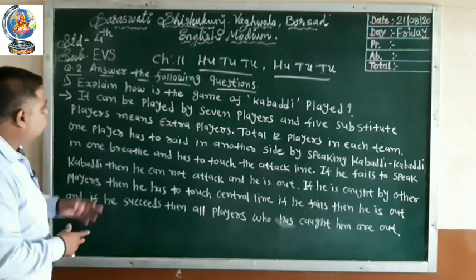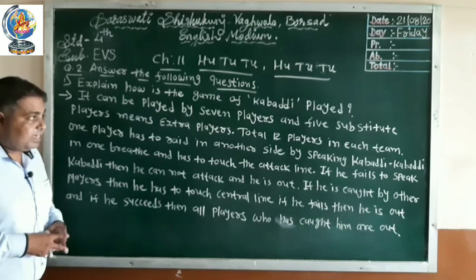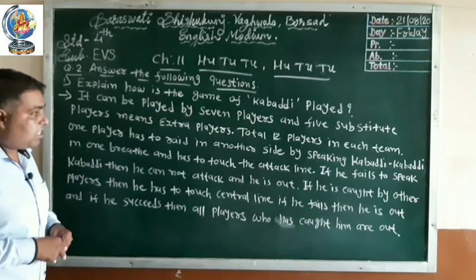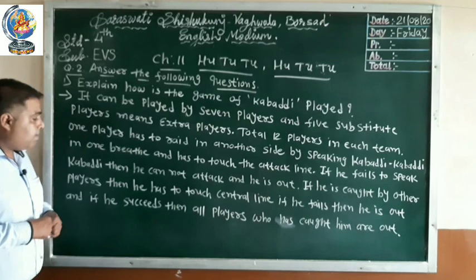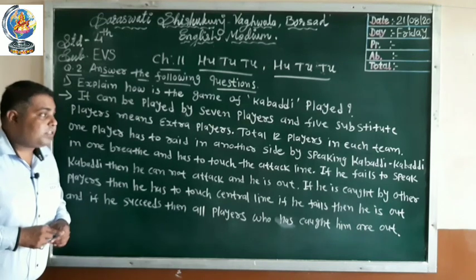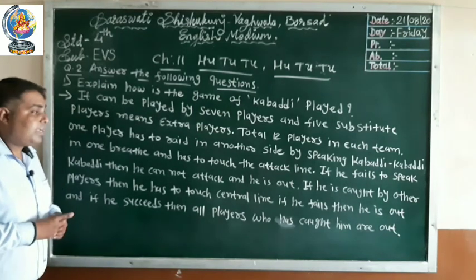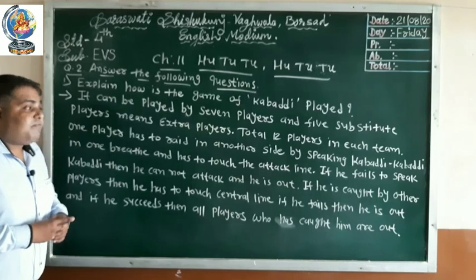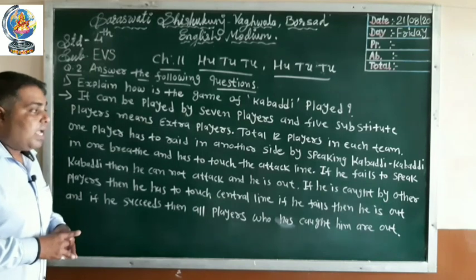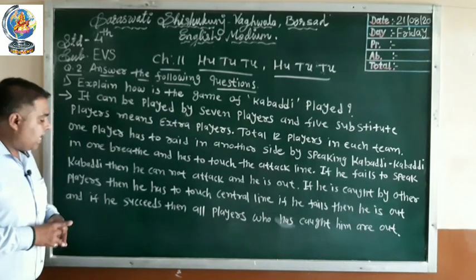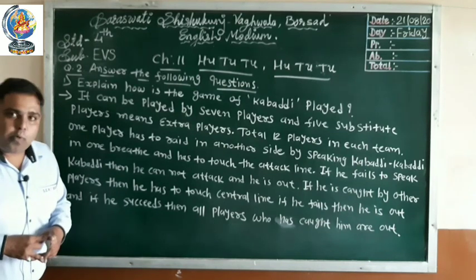Let me repeat again. It can be played by 7 players and 5 substitute players, meaning extra players. Total 12 players in each team. One player has to raid the other side by saying Kabaddi, Kabaddi in one breath and has to touch the attack line. If he fails to say Kabaddi, then he cannot attack and he is out. If he is caught by other players, then he has to touch the central line. If he fails, then he is out. And if he succeeds, then all players who fought him are out.